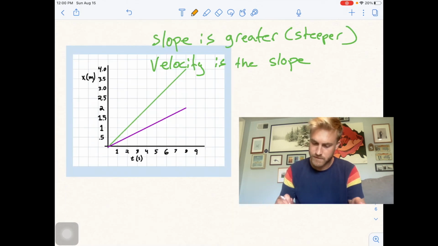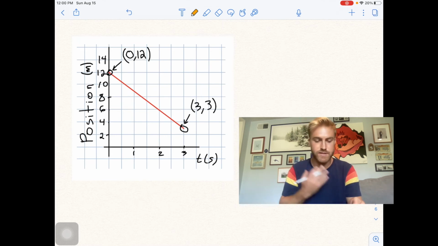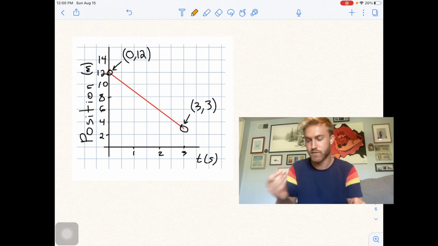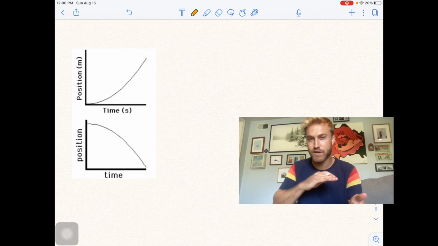And that's how we can calculate the speed of an object. So, can you calculate the speed of this object? You have the line shown here. Can you find the slope and therefore find how fast it's going?